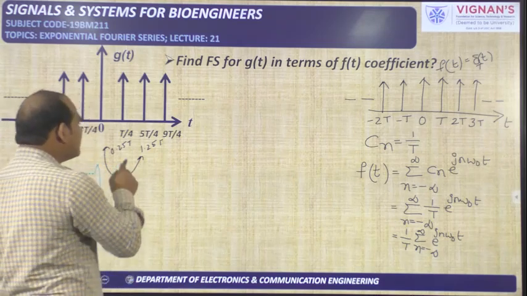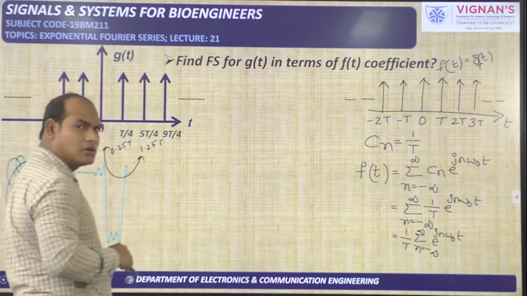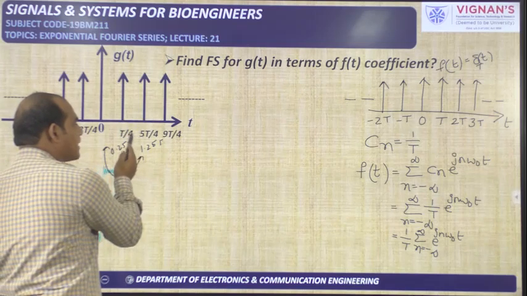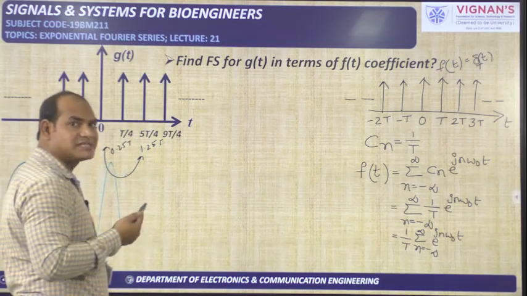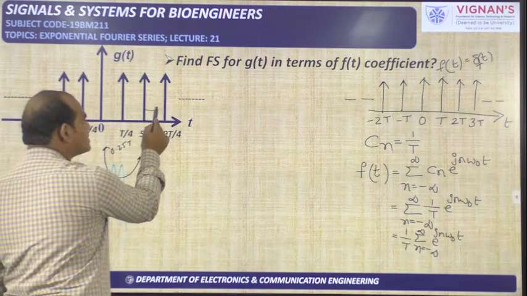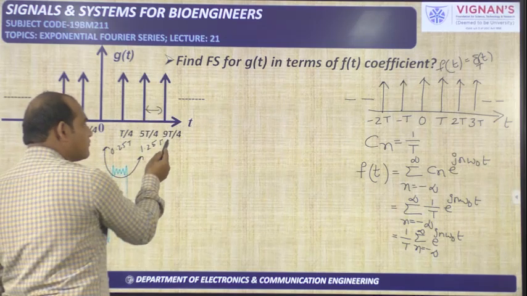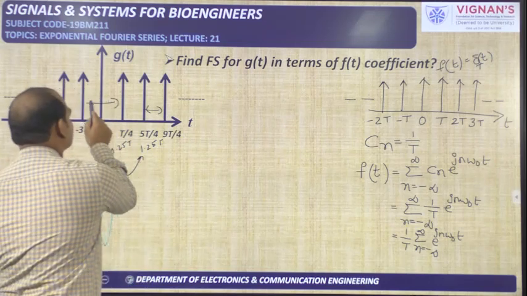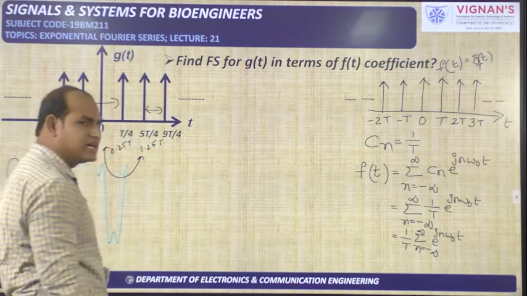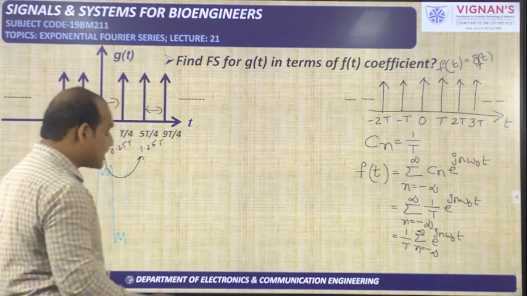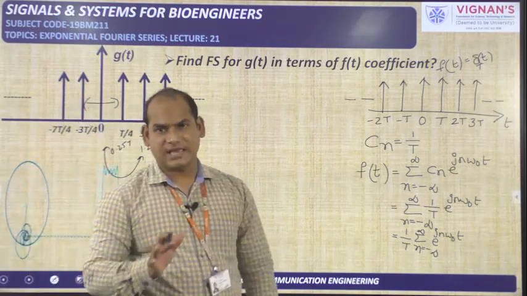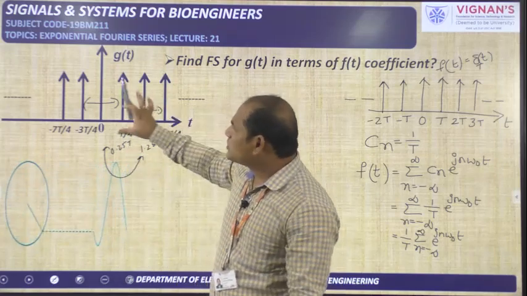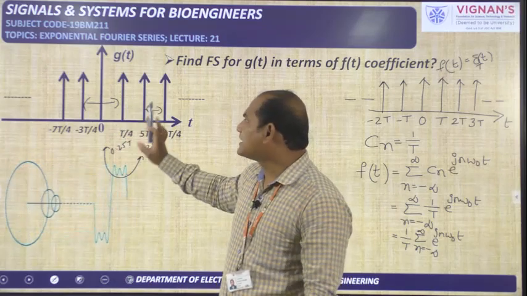But if you calculate the difference between any two successive impulses, you will get capital T only. That is 5T by 4 minus T by 4 is 4T by 4, that means capital T. And between these two also, 9T by 4 minus 5T by 4, again capital T only. Or if you take T by 4 minus of minus 3T by 4, again capital T. That means the time difference is always the same, capital T only. Okay, so it is also an impulse train signal with time period capital T.